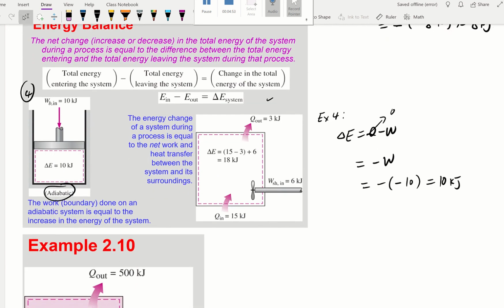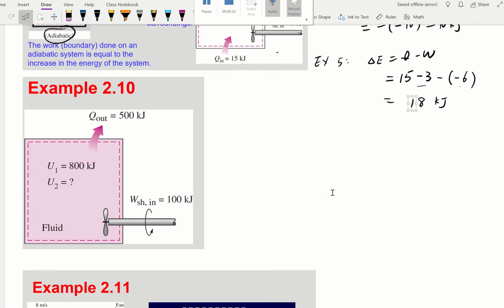Okay. And this is another example. We call this example 5. In this example 5, we start with the same governing equation, delta E equal to Q minus W. However, this is not adiabatic. There's heat coming in, that's positive, based on sign convention. There's heat coming out, so that's negative, based on sign convention. And there's work done to the system, so W is going to be negative 6. So all those together, 12 plus 6, we get 18 kilojoule.